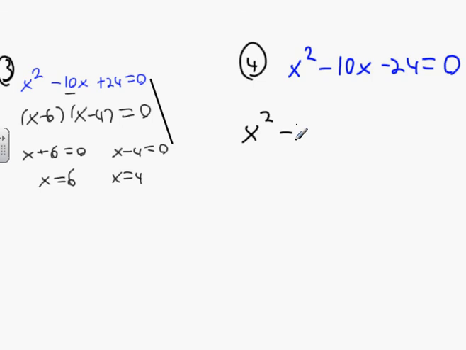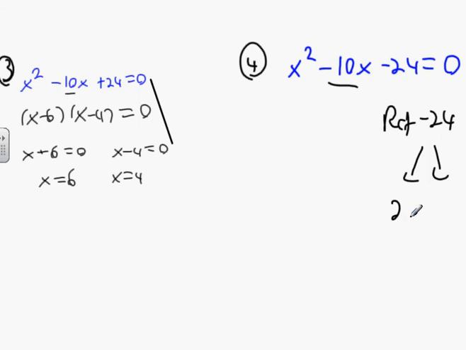Now, what is the reference number? Minus 24. 2 numbers that will multiply to give you minus 24, but add to give you minus 10. 2 and 12. Okay, which one's which? Minus 2 plus 12 will give you plus 10. You want plus 2 minus 12, because you want minus 10. So you're going to go the opposite way around. Plus 2 minus 12.